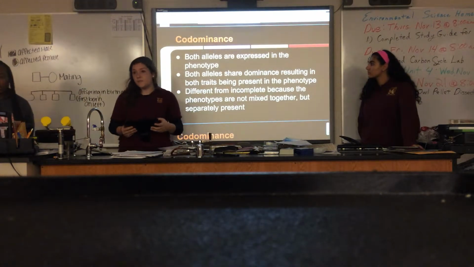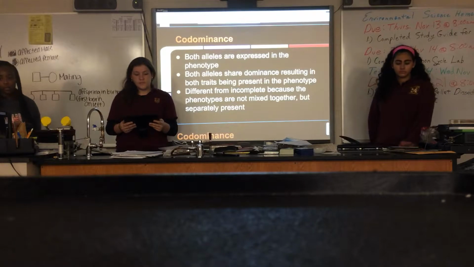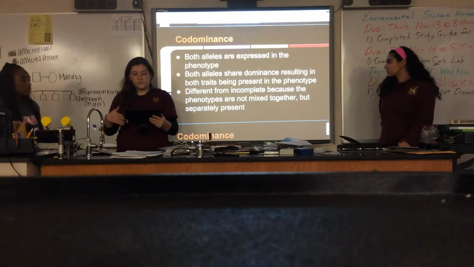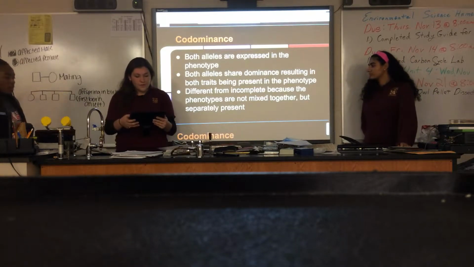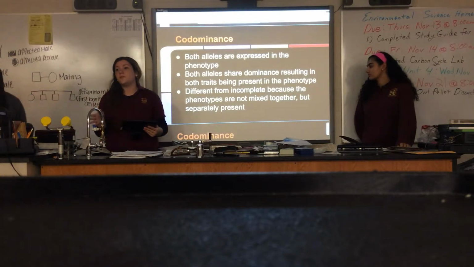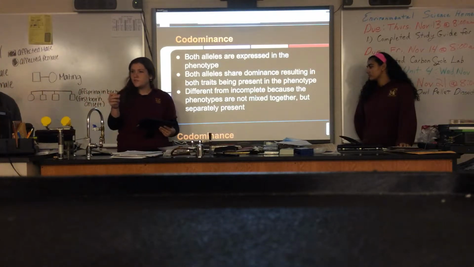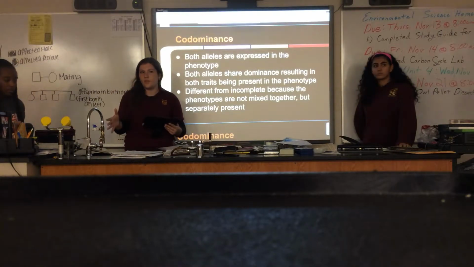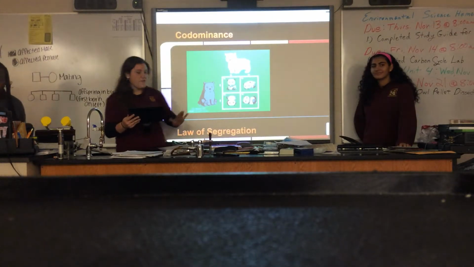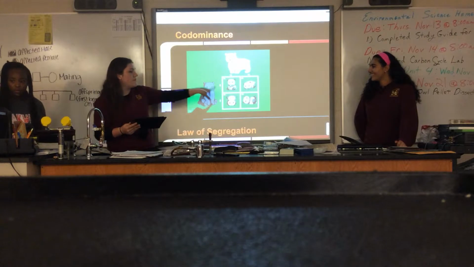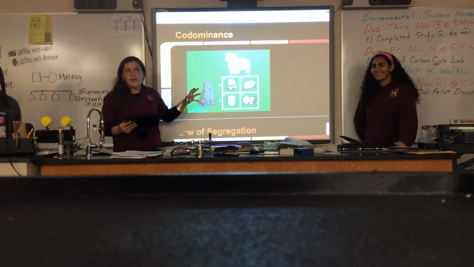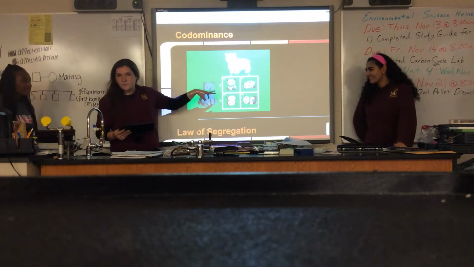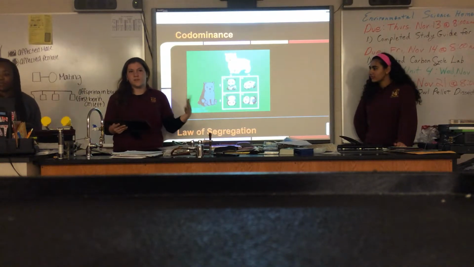The last form is codominance, and this is when both alleles are expressed in the phenotype, so both of them are equally dominant. Both alleles share the dominance, which results in both traits being seen in the phenotype. This is different from incomplete dominance because in incomplete dominance, the phenotype mixes the 2 traits, as opposed to codominance where each one is expressed individually. So if we have a white bear and a black bear, they would mix and form a panda bear. They're not mixing the colors, so you don't get a gray bear, but you get a bear with black splotches and then white splotches. Each one is expressed on its own.